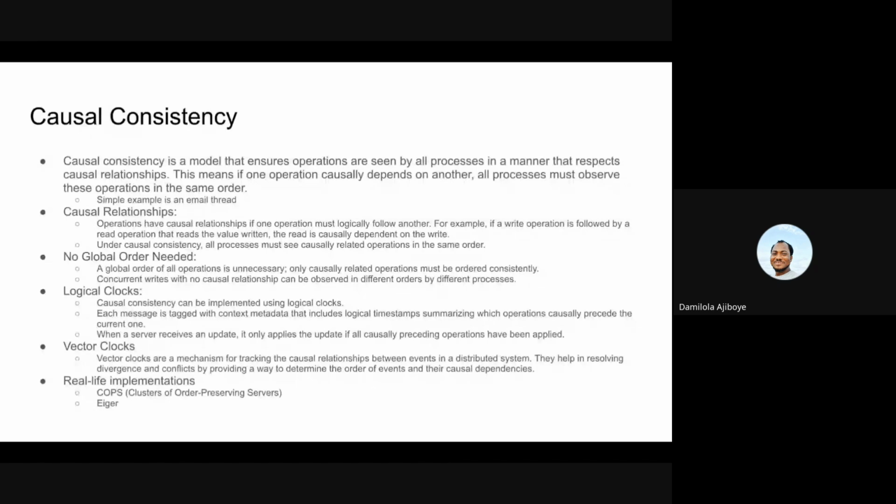So this is not about time ordering, it's about a causal relationship. That's what this consistency model is focused on. You don't need a global order. It's all about causal relationships. Here, one of the things that is very important is a logical clock, which doesn't really deal with time.